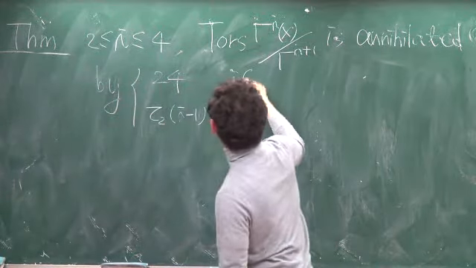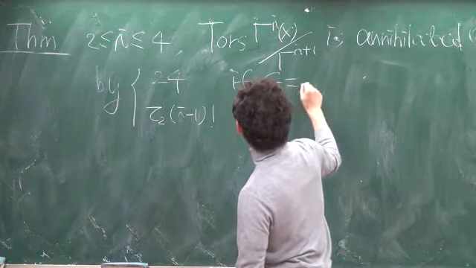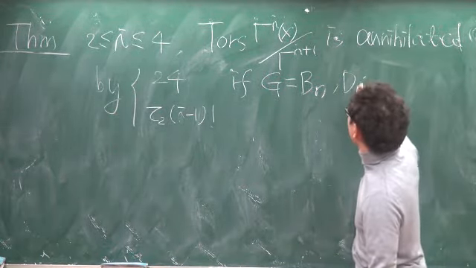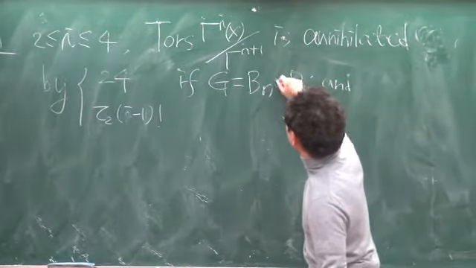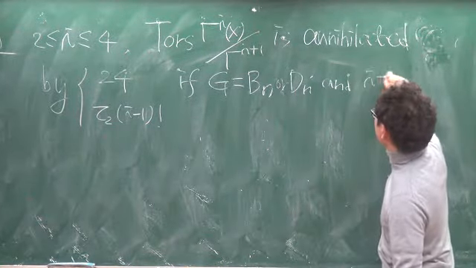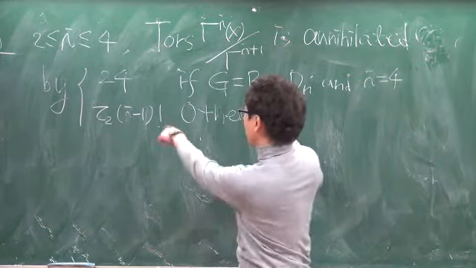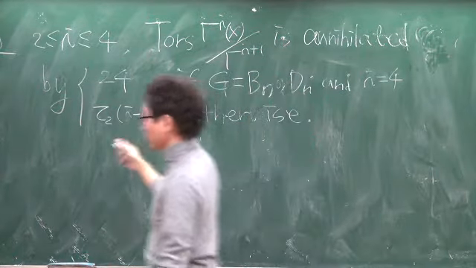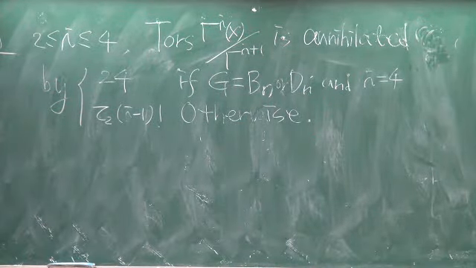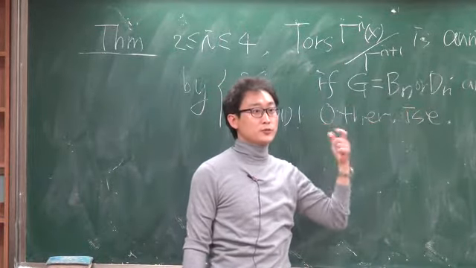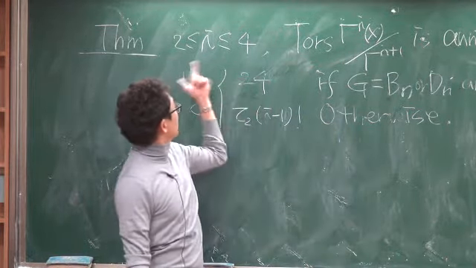The above is if G is of type Bn or Dn and i is 4; otherwise we use tau 2 times (i minus 1) factorial. Indeed, the only torsion prime of groups of type Bn and Dn is 2. So in fact, this is annihilated by 2 to the 7.